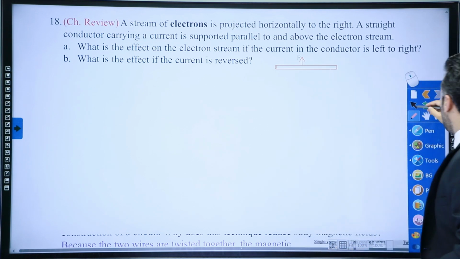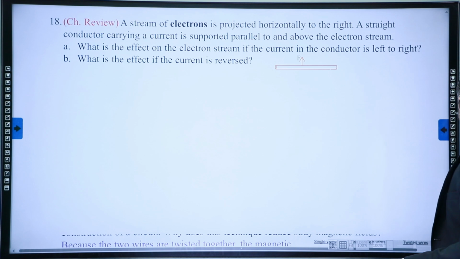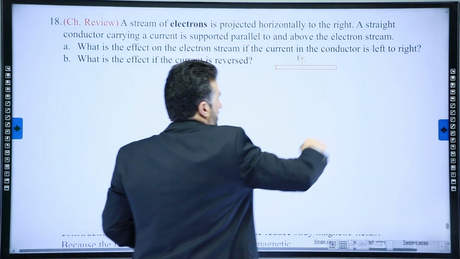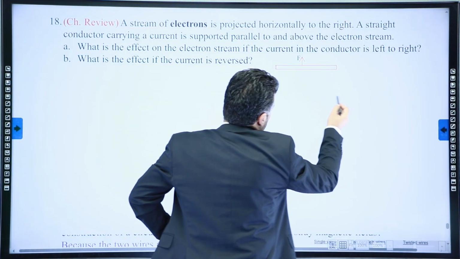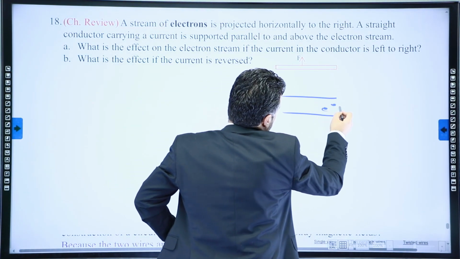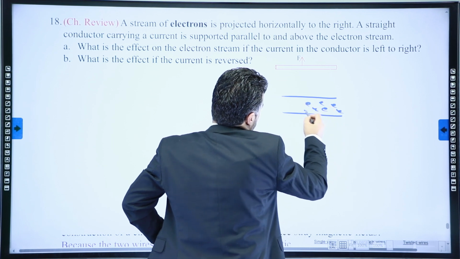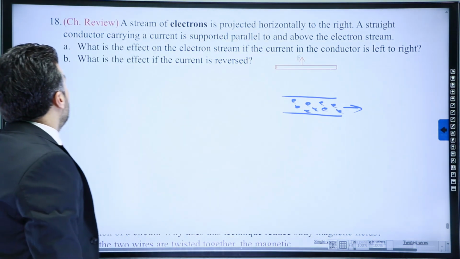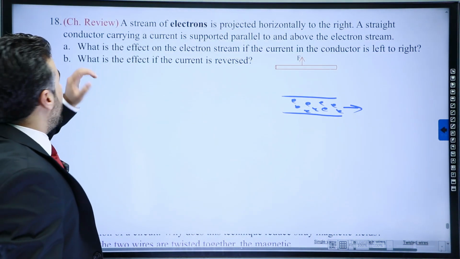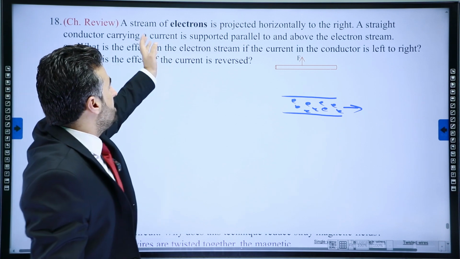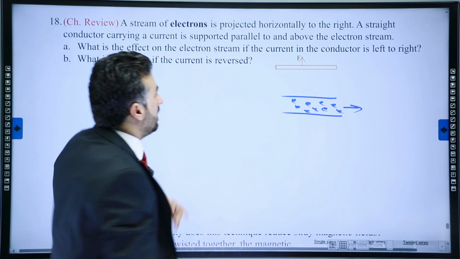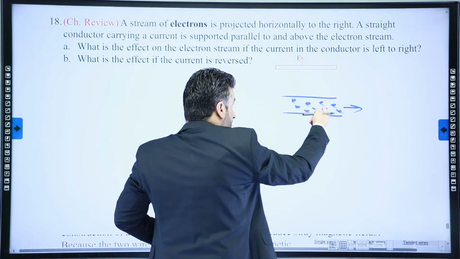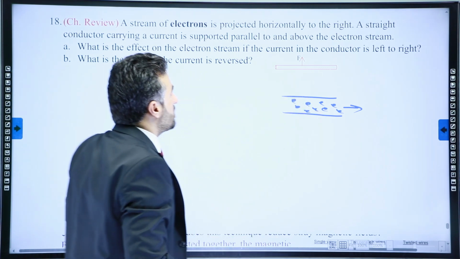Okay, now watch this. What does it say? It says a stream of electrons is projected horizontally to the right. So this is basically to the right. These are, let's say, a stream of electrons. So electrons are moving to the right. And then it says a straight conductor carrying current is supported parallel to and above the electron stream. So these two are parallel. So here are the two, the conductor just parallel to this, but above the stream of electrons.